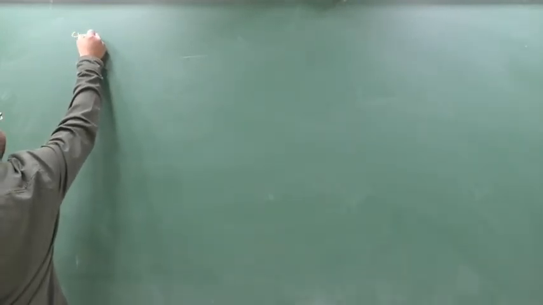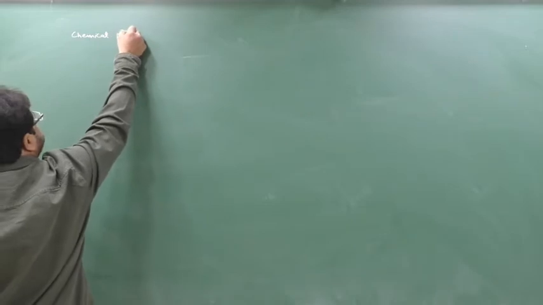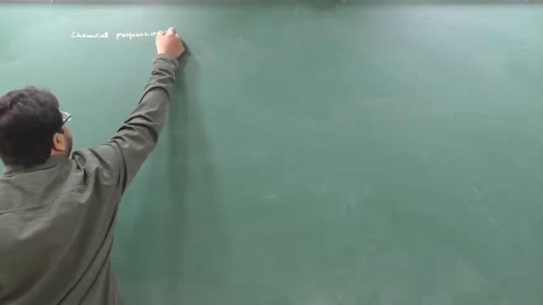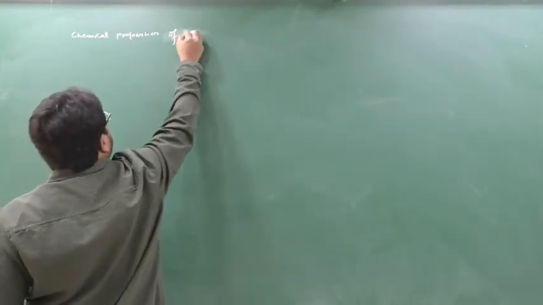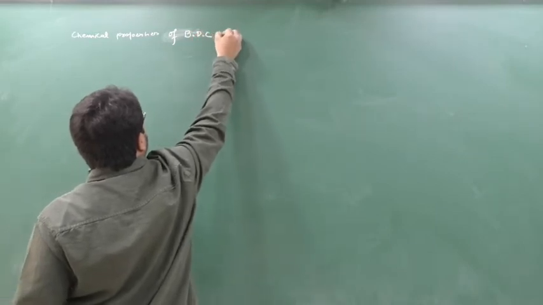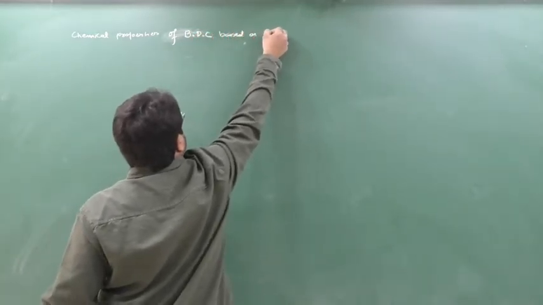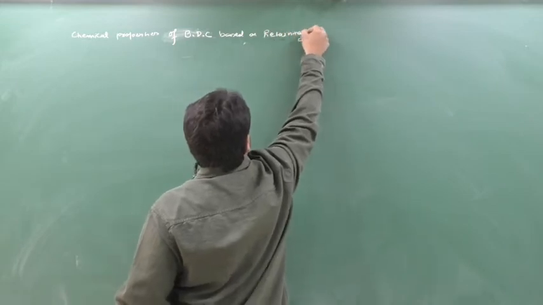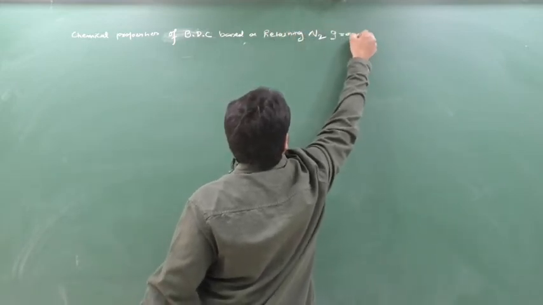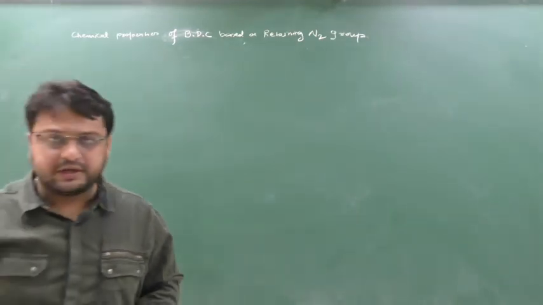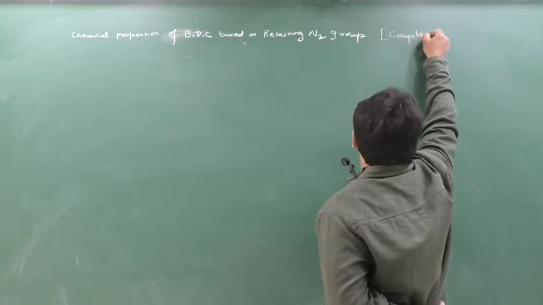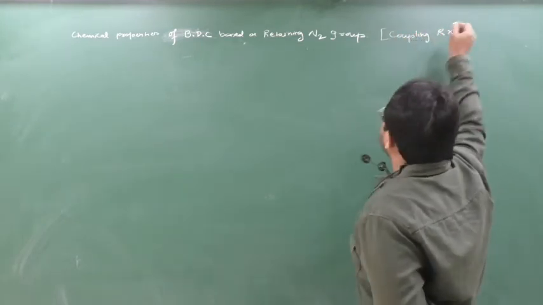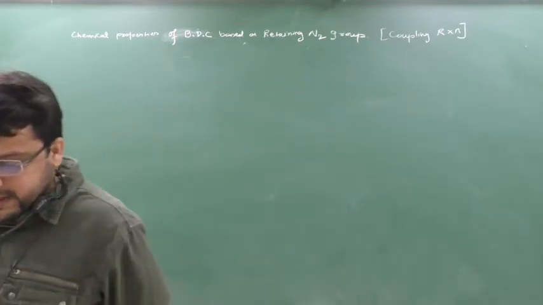So the next topic is chemical properties. Now very important, chemical properties of benzene diazonium chloride based on retaining N2 group. So basically we are going to study about the coupling reaction. These are known as coupling reactions, and in short we are going to study about making the dyes. Dyes means which gives the color, yes or no? So we are going to make the dyes.